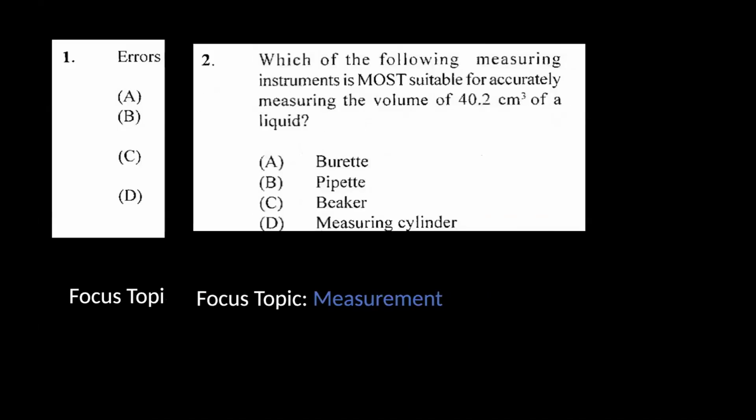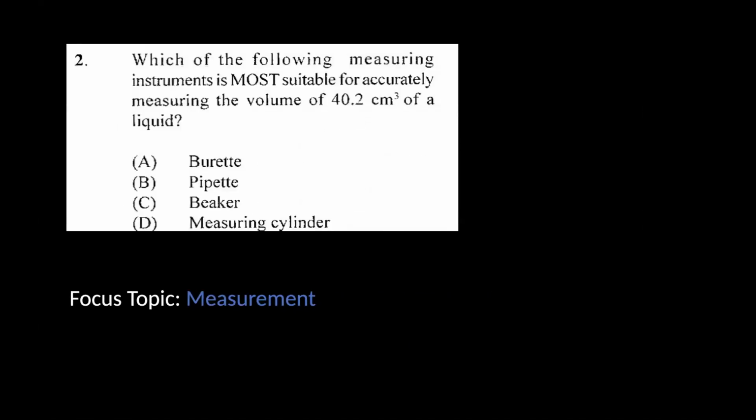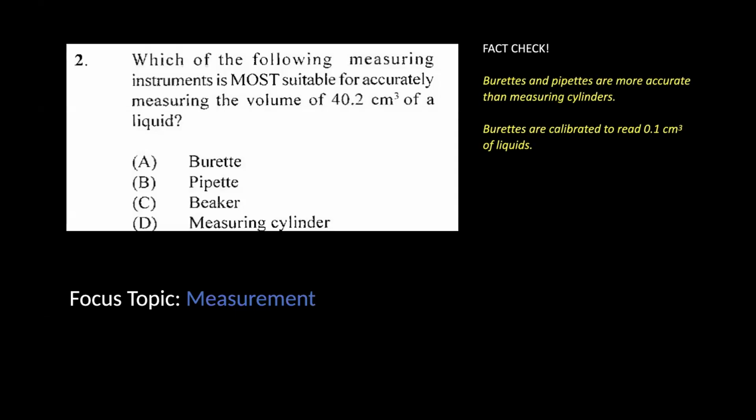Right. Which of the following measuring instruments is most suitable for accurately measuring the volume of 40.2 cm³ of a liquid? Also on measurement. Now basically, we typically use measuring cylinders to measure volumes of liquids, especially in the labs here. But if we need something more accurate, then you'd have to use a burette. Burettes tend to be calibrated in 0.1 or 1/10 of a cm³. So it would be easier for you to measure, and not only easier, but more accurate for you to use a burette than the measuring cylinder.